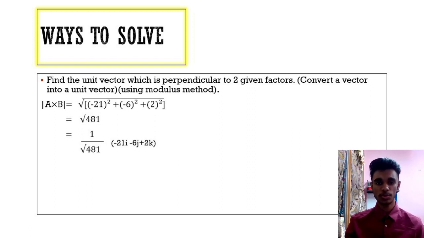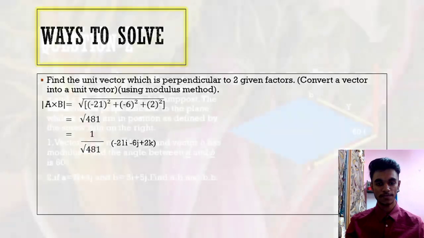Then for the last form, you should write it as 1 over square root 481, bracket, negative 21i minus 6j plus 2k, close bracket.